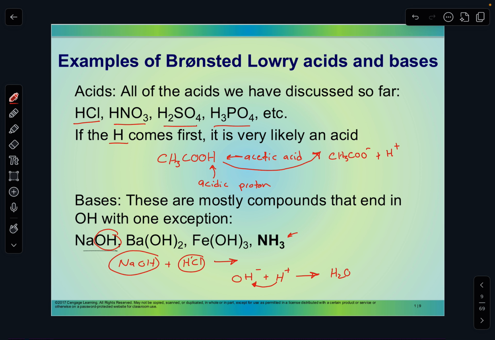The other one is going to be this, NH3 plus H plus. You start with ammonia, and we end up with NH4 plus, ammonium. There we go. And so that's another way. So ammonia does not have an OH on it, but it still accepts an H plus. So we can say that it is a base.